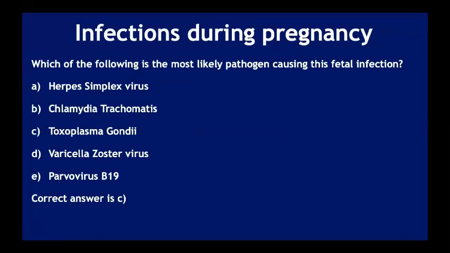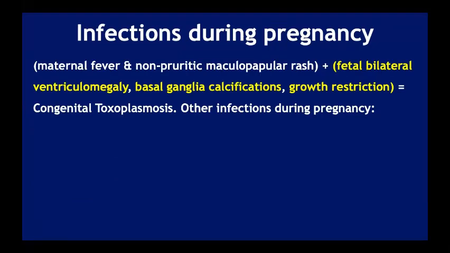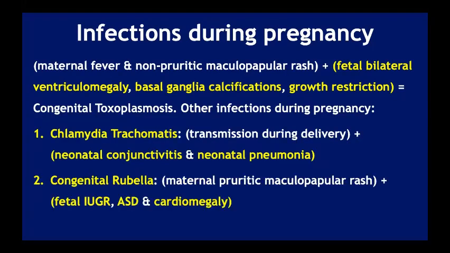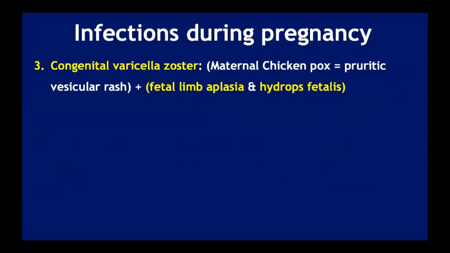Okay, how do we differentiate? So maternal fever, non-pruritic maculopapular rash, fetal bilateral ventriculomegaly, basal ganglia calcification, growth restriction, that's congenital toxoplasmosis. Other infections during pregnancy: chlamydia, transmitted during delivery, causing neonatal conjunctivitis and neonatal pneumonia. Congenital rubella: maternal pruritic maculopapular rash, fetal intrauterine growth retardation, atrial septal defect, cardiomegaly. Congenital varicella zoster: maternal chickenpox, which will show up with a pruritic vesicular rash, fetal limb aplasia, hydrops fetalis.